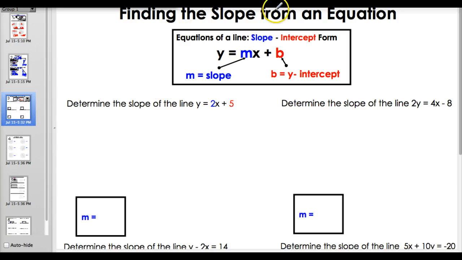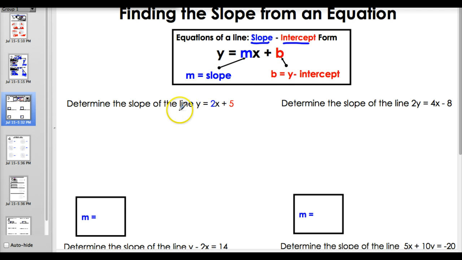We want to find the slope from an equation. Now, some of you might have forgotten this, but this is what we call the equation of a line in slope-intercept form: y equals mx plus b. Whatever's in front of our x is our slope. The m is our slope, and the b is our y-intercept. It's called slope-intercept because you can see the slope and the y-intercept when you look at it.